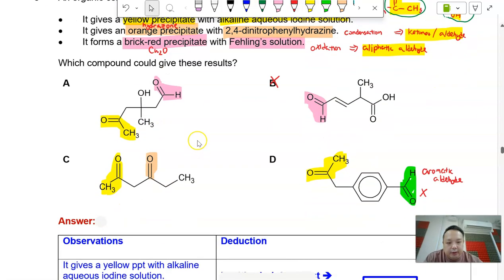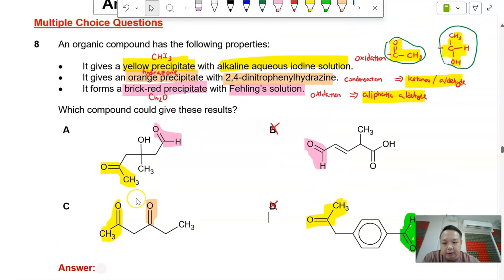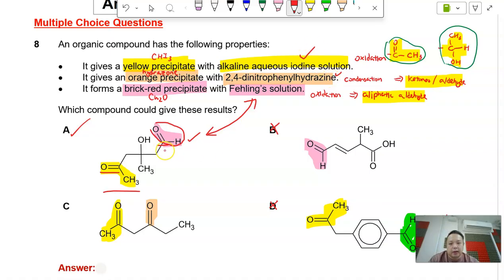So out of all this, which is the possibility? It will likely only be your answer A. Why? Because this aldehyde will give a positive Fehling's test. The ketone and the aldehyde here will give a positive 2,4-DNPH test. And last but not least, the methyl ketone over here will give a positive iodoform test. So A is the only one that fulfills all possibility.